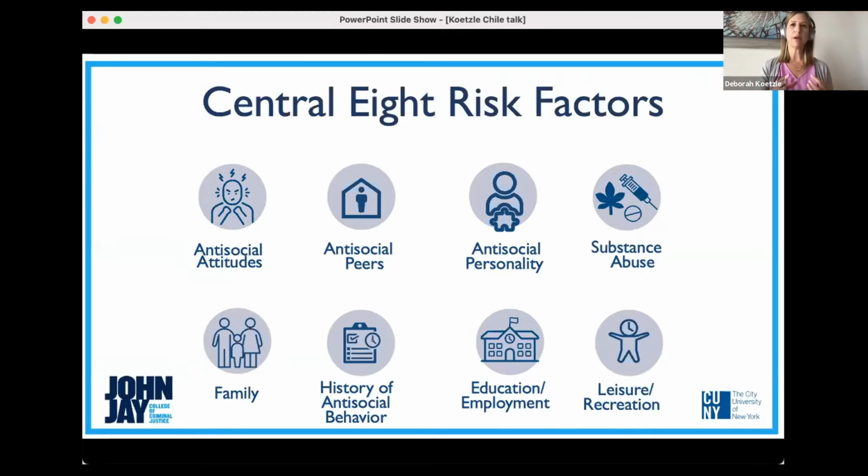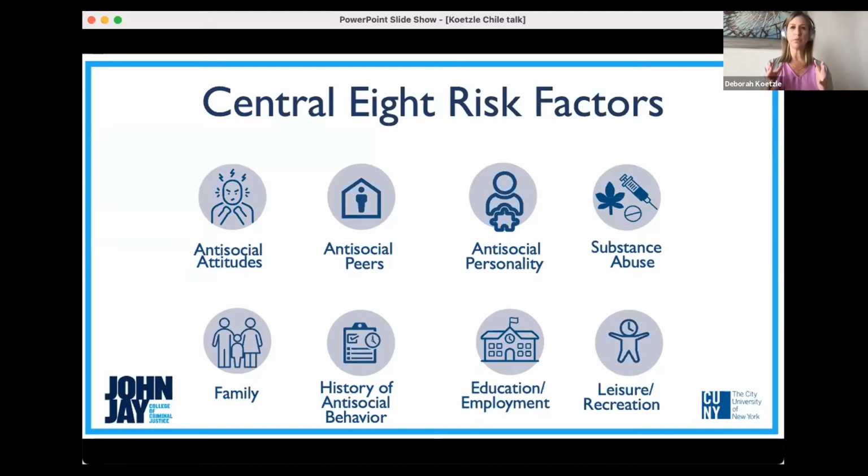We want to make sure that we're looking at antisocial personality characteristics. And I'm not talking about antisocial disorder or antisocial personality disorder, but rather characteristics associated with recidivism. So things like having low self-control, being impulsive, engaging in risk-seeking behaviors, having poor decision-making skills, sort of those personality traits that define how we interact with our environment.